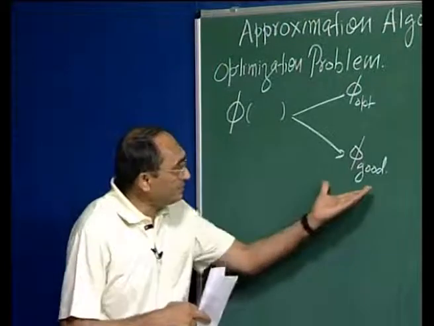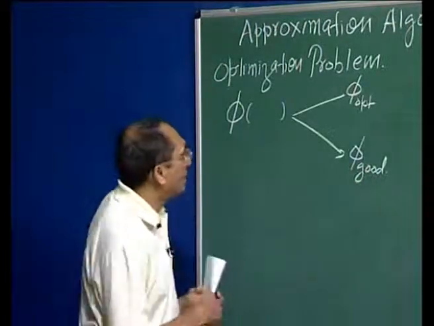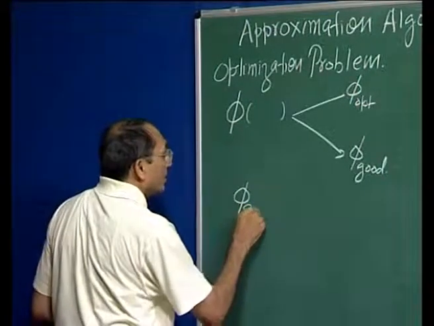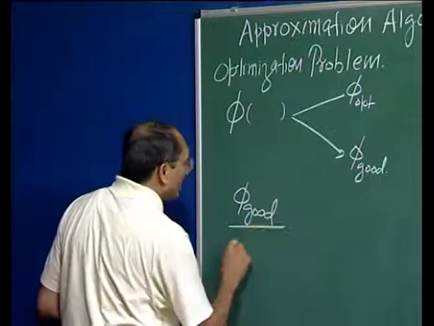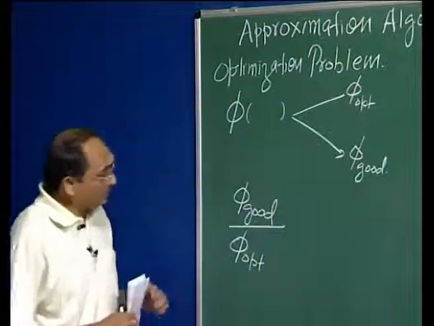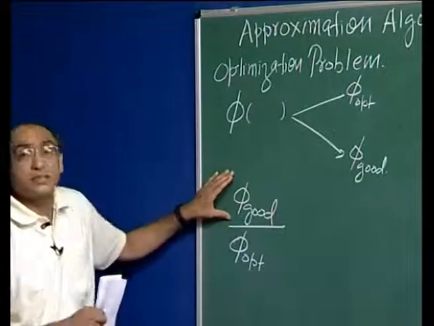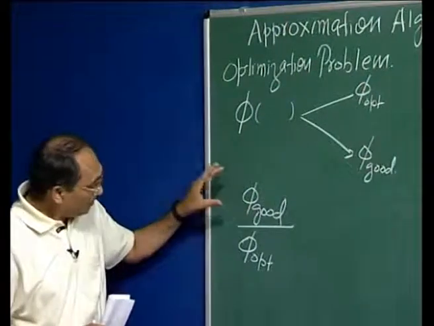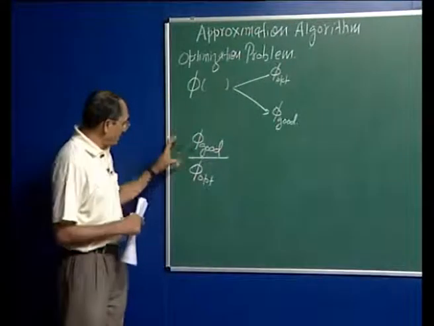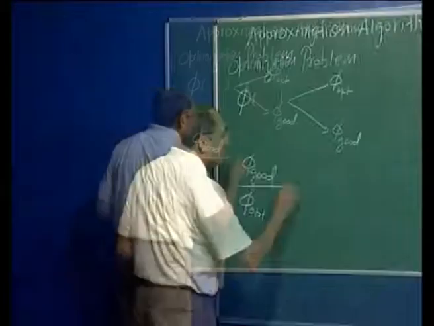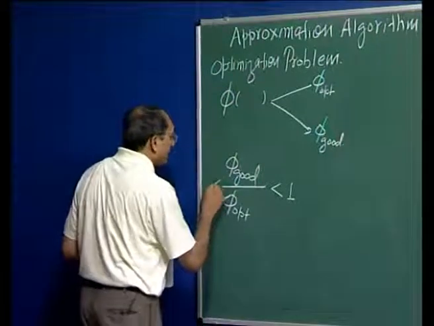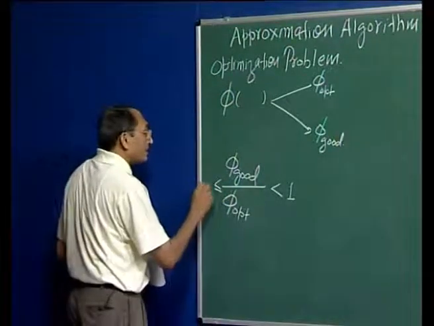And we say, all right, how good is it? For that, we can take the ratio of the two and say, all right, suppose this was a maximization problem. We do not reach as far as the optimum. So, this ratio is actually less than 1. We know that it is less than 1. But can we say that it is definitely not smaller than some value alpha?